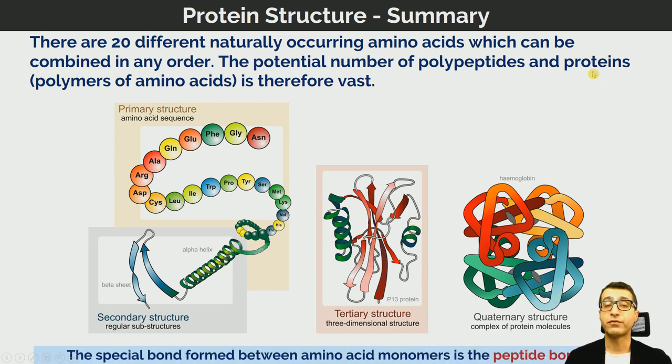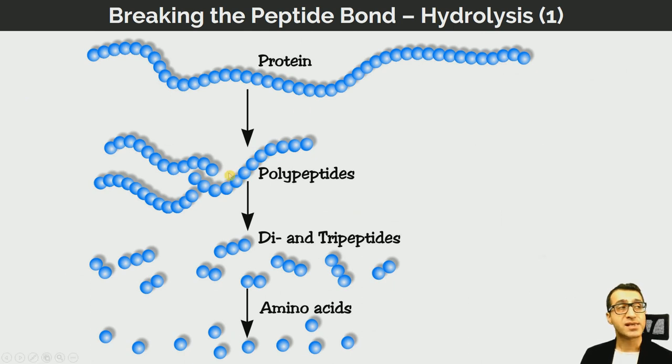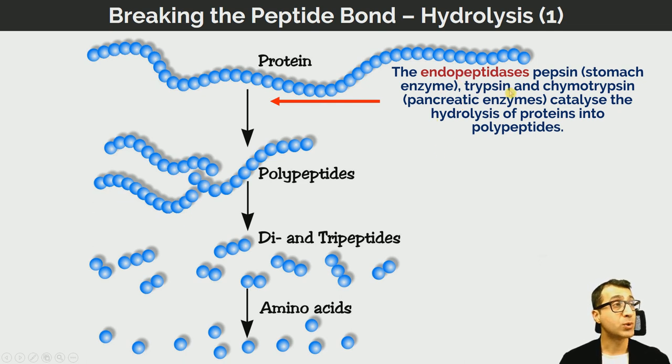So the special bond formed between the monomers of amino acids is called the peptide bond. But just like we saw with carbohydrates, you can form polymers of amino acids by condensation reactions, but you can also cause those amino acids to be split from each other by the opposite type of reaction, the hydrolysis reaction. So here we can see a linear protein chain, a linear polypeptide. The individual blue spheres here represent the individual amino acids, all linked by peptide bonds. Now, the protein can then be broken apart by enzymes called endopeptidases, such as pepsin, which is found in the stomach, trypsin and chymotrypsin, which are the pancreatic protease enzymes.